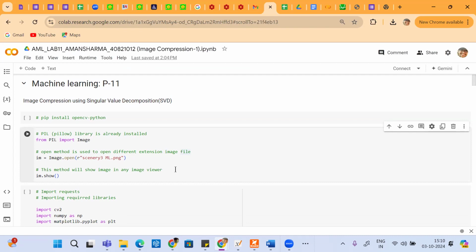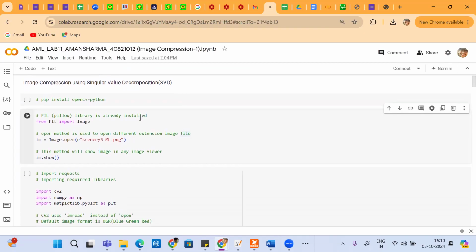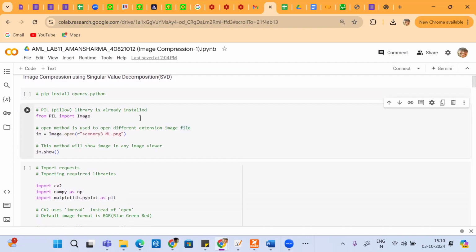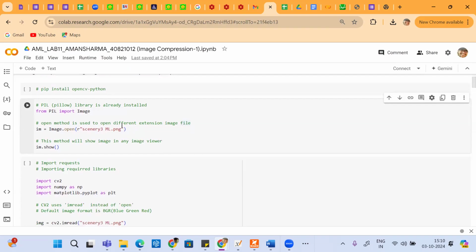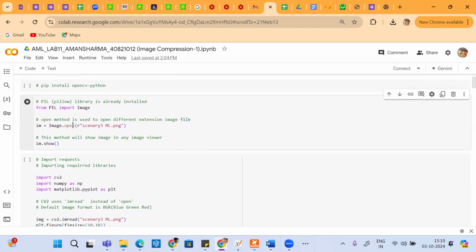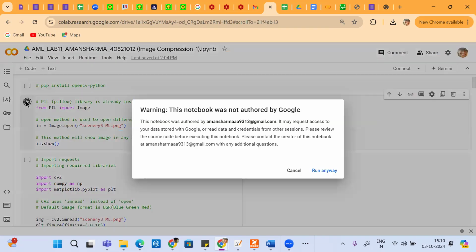So basically what we are doing is we have one image and we are trying to compress it using SVD, that is singular value decomposition. Initially we are using one library which is PIL, and from the PIL library we are importing the Image module, which is basically used to open an image. We have one image, scenery 3ml.png. We are loading it using the open function defined inside Image. So let's open it.